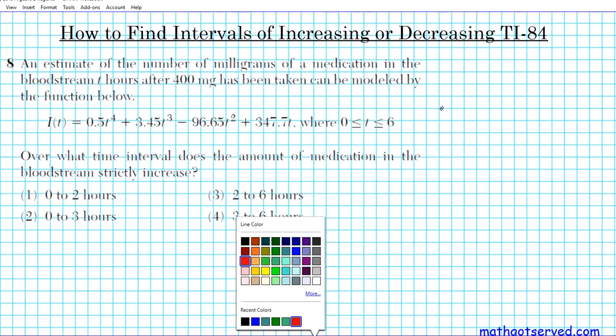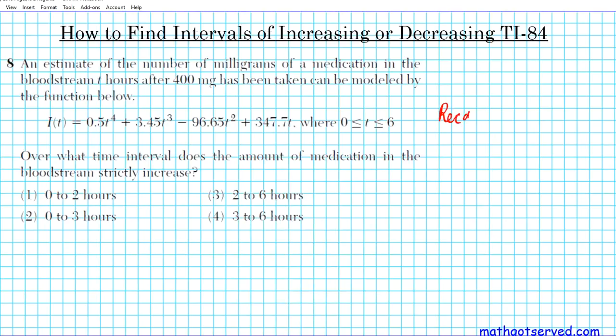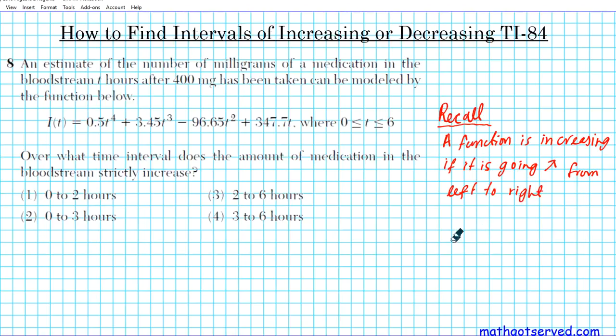Let's recall something real quick. So something to remember concerning the behavior of a function. A function is increasing when what? If it's going up from left to right. Okay, from left to right. The orientation is very important. So if the function is going up from left to right, then that basically means the function is increasing.